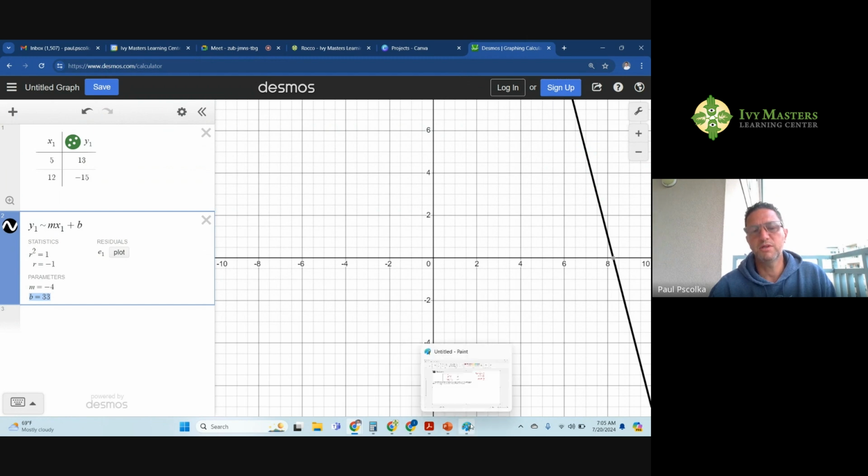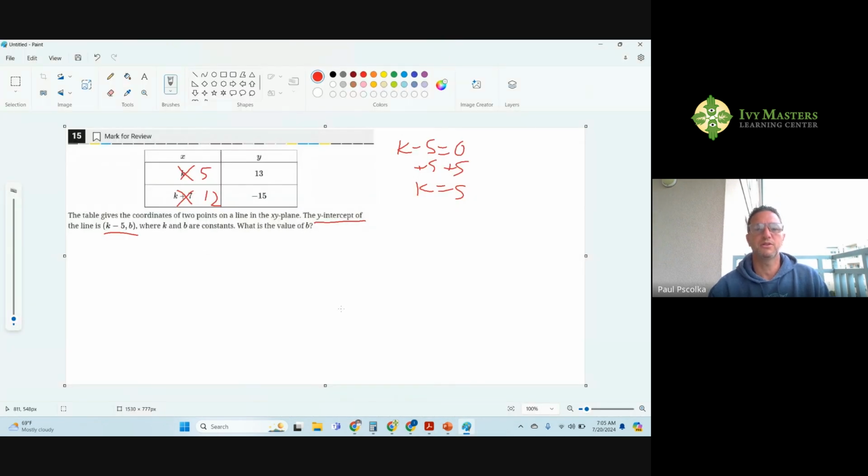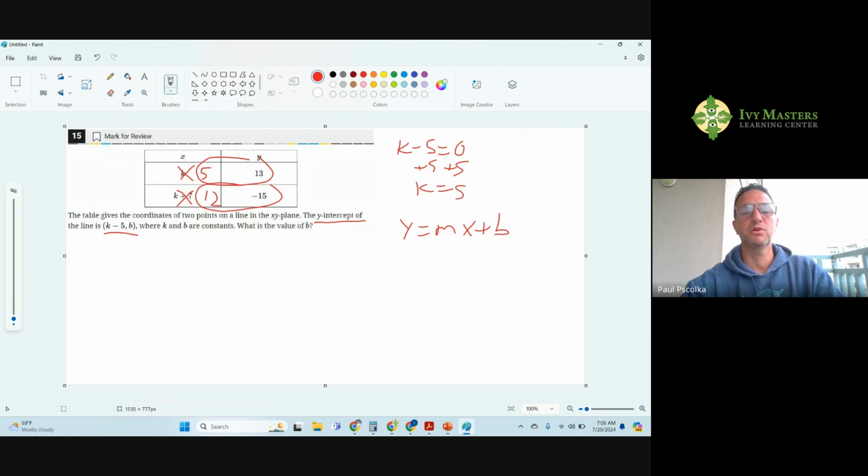Alternatively, if you're doing this by hand, then how do you do it? Well, when you're in the form y equals mx plus b, you could actually take both of the coordinates to find the slope, and then take one of the coordinates and plug it in to solve for b.